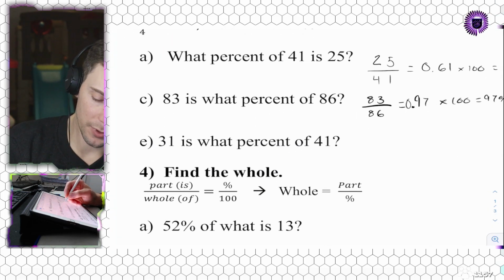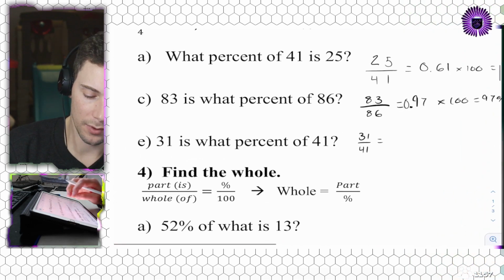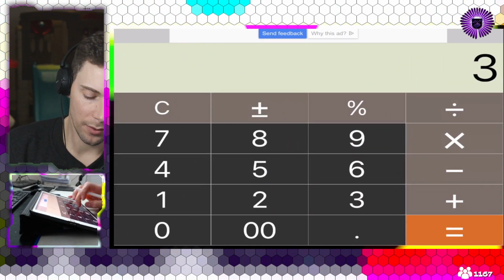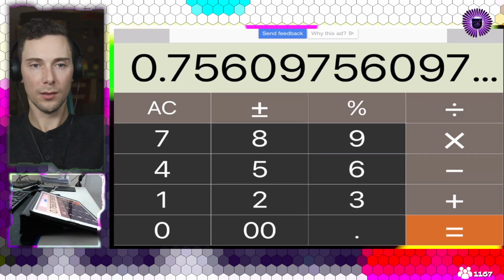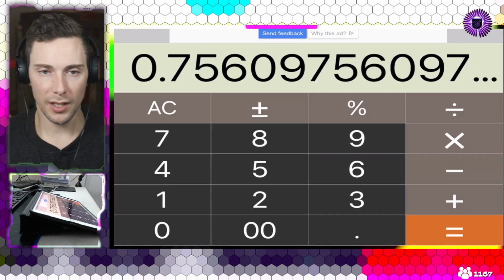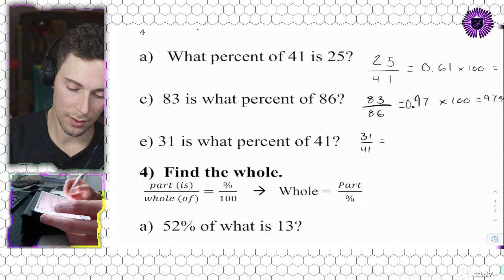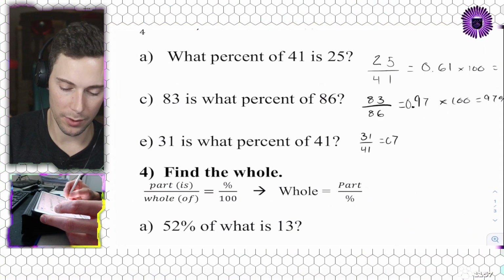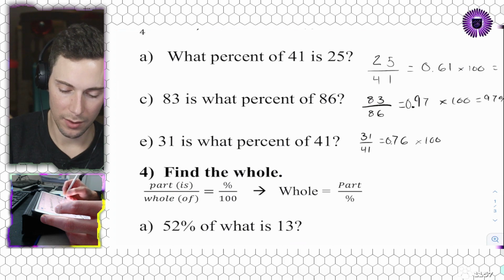31 is what percent of 41? Now what is this going to be in our decimal? 31 divided by 41 is 75.6, round that up to 0.76. Then we're going to multiply it by 100, and that's going to be 76%.